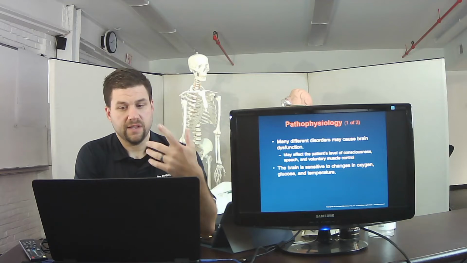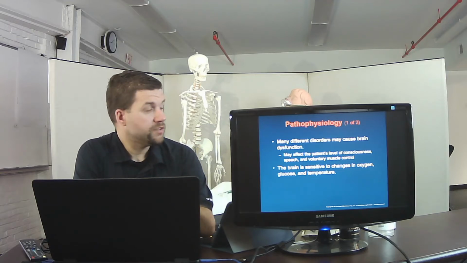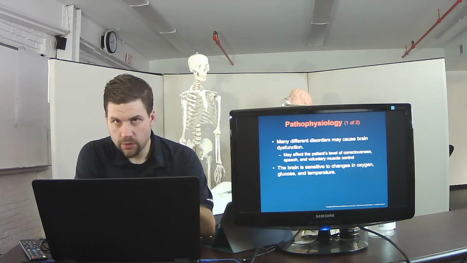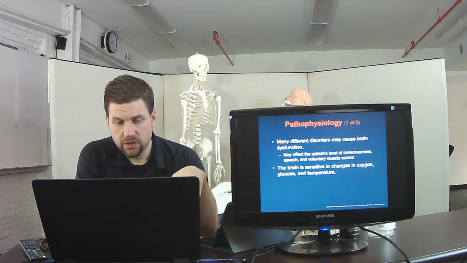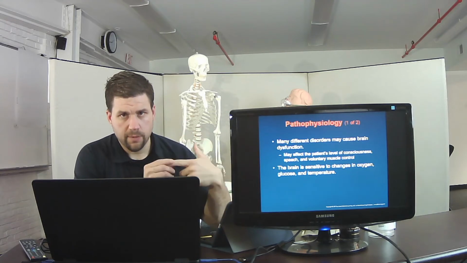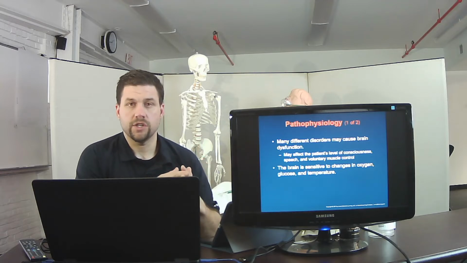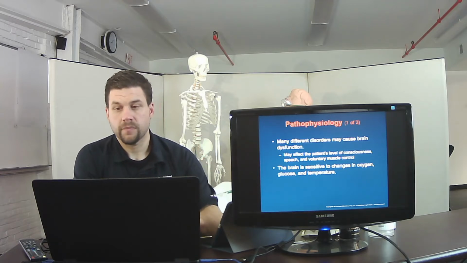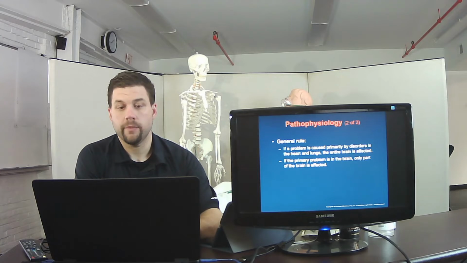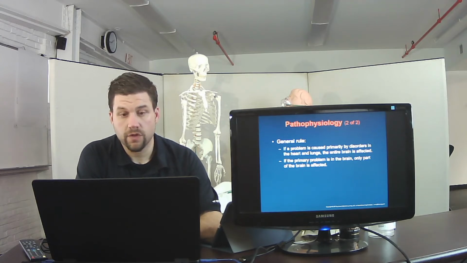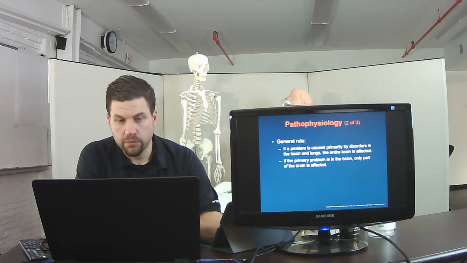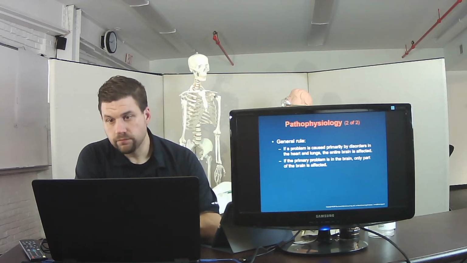Brain is very sensitive to changes in oxygen, glucose, and temperature, and that's why we check those things. We can check oxygen saturation with a pulse oximeter on our fingertip. We can check glucose from the fingertip, and we can check the patient's temperature. As a general rule, if a problem is caused primarily by disorders in the heart and lungs, the entire brain is also affected. If the primary problem is in the brain, only part of the brain is affected.